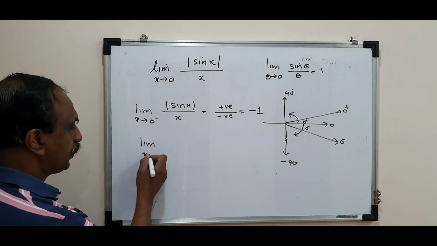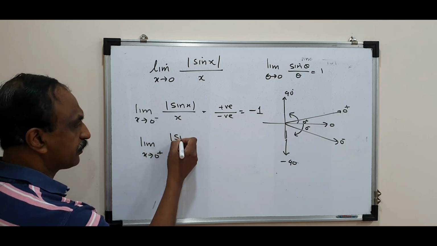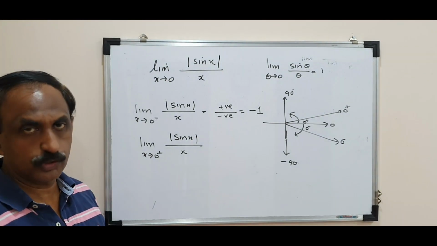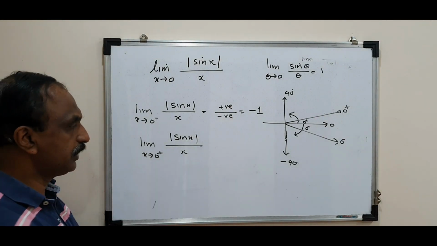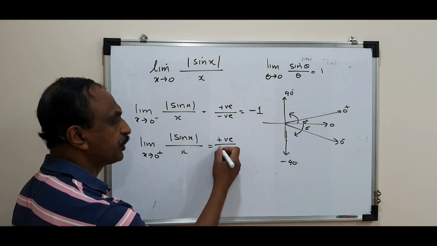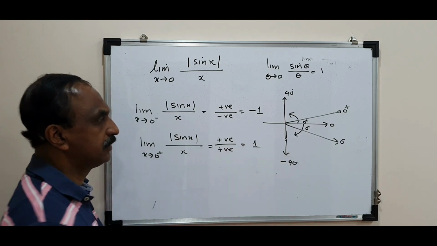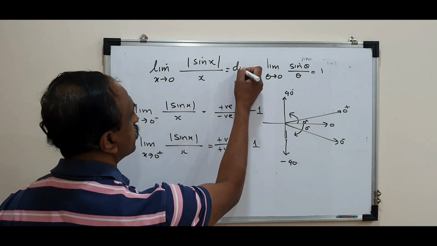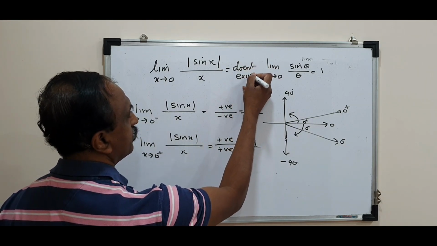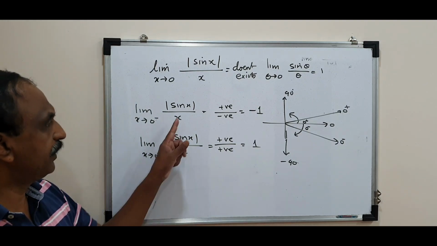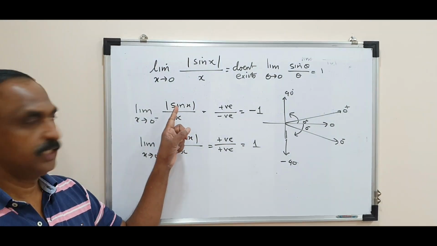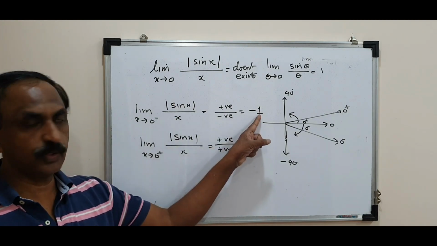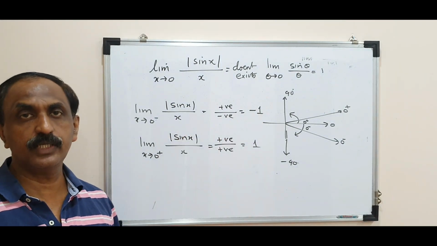When you take the limit x tending to 0 plus of modulus of sin x upon x, this is a positive number because of the modulus, and x is also a positive number. So it is positive upon positive and you will get 1 as the answer. So the left hand limit and right hand limit are not equal, so the limit does not exist. Always look at the sign: if both are the same sign, you get 1 as the answer; if they are opposite signs, you get minus 1. Therefore my conclusion is the limit does not exist.